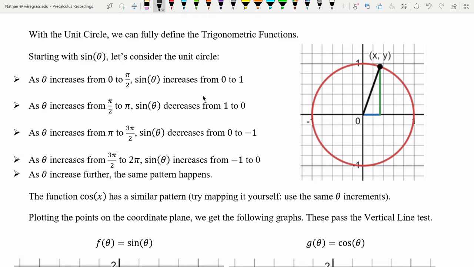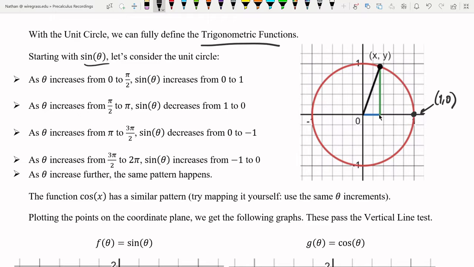Now that we have the unit circle, we can fully define the trigonometric functions. This is all based on the unit circle, really based on sine and cosine. So let's look at sine of theta first as a function and consider it on the unit circle. For an angle of 0, this is where we're at, at the point (1, 0). So sine of 0 is 0.